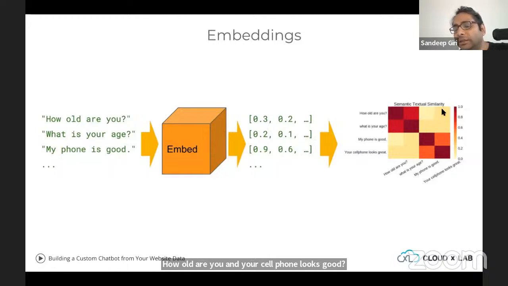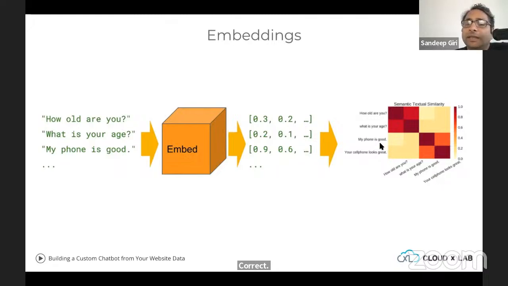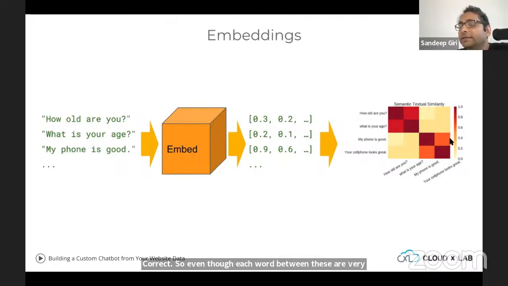But if you see "my phone is good" and "your cell phone looks great," you see this number? This is red. These two sentences are different. One talks about phone and the other talks about cell phone, right? And this says good, this says great. Even though it says my and your, the sentences are very nearby, correct? So even though each word between these is very different, still the meaning is the same.